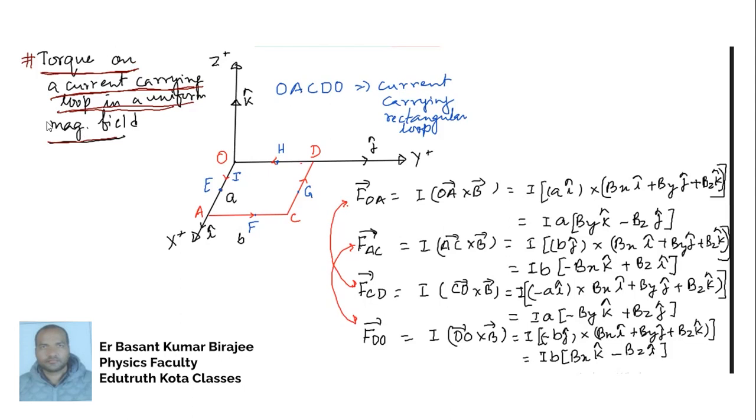Torque on a current carrying loop in a uniform magnetic field. We started this topic. Yesterday we calculated the net magnetic force experienced by this current carrying rectangular loop. The loop is O, A, C, D, O.